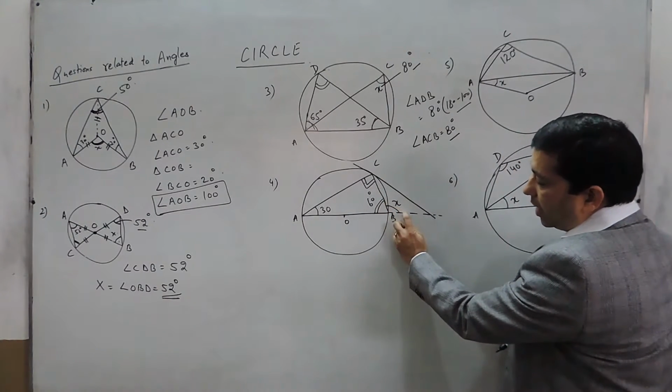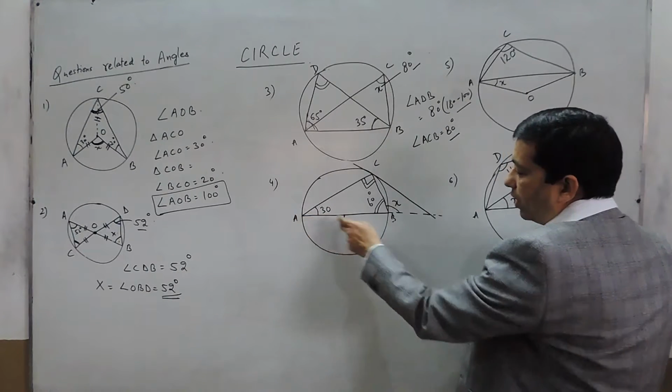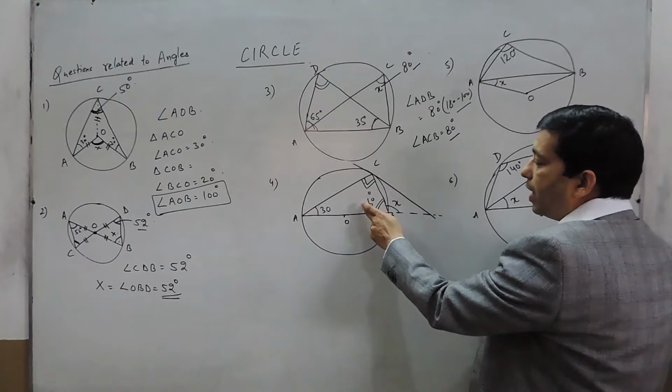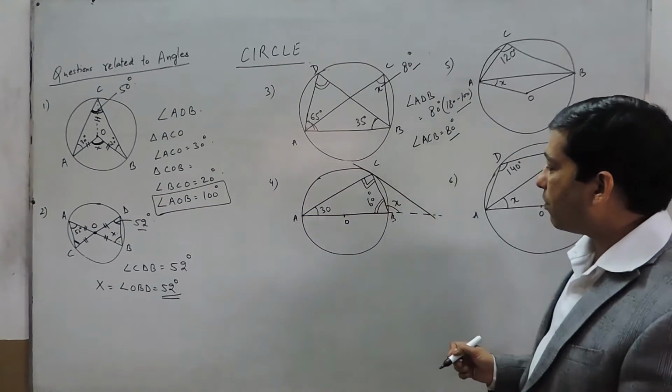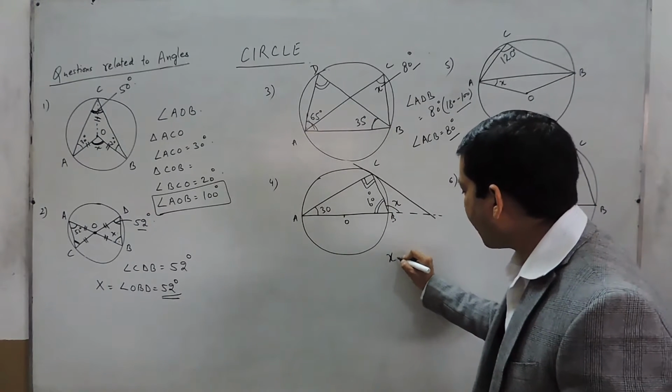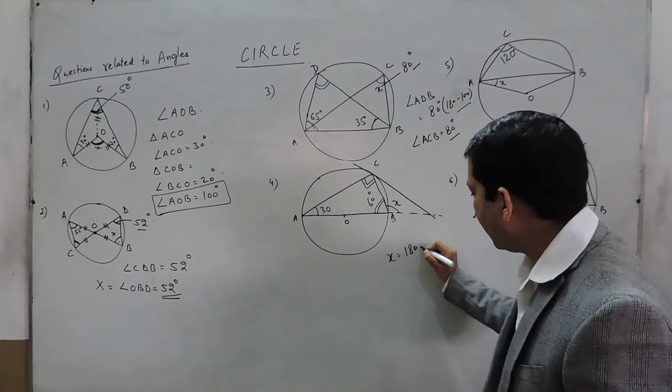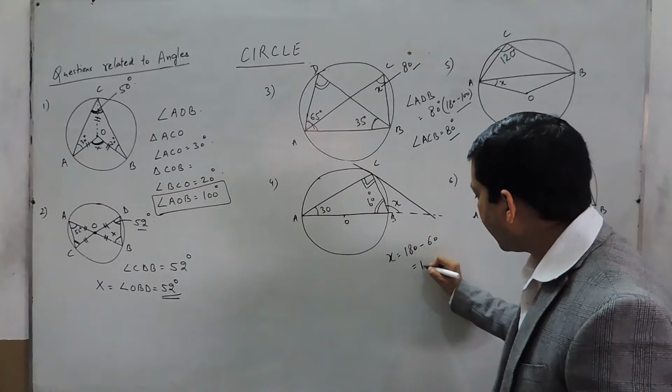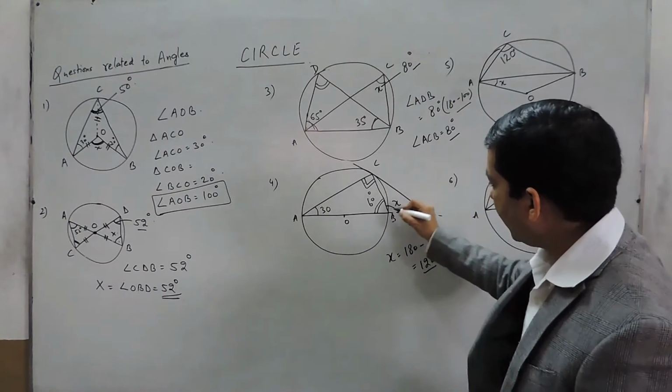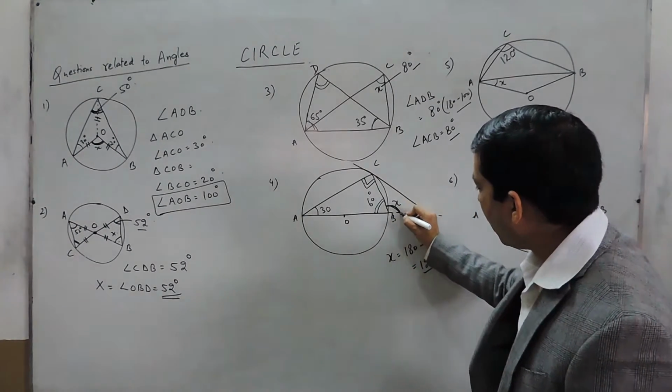This is the external angle. We already know that if we talk about the internal and the external angle, the sum is always 180 degree. So the value of X automatically comes out to be 180 minus 60, and that is 120 degrees. So here the value of X comes out to be 120 degrees.